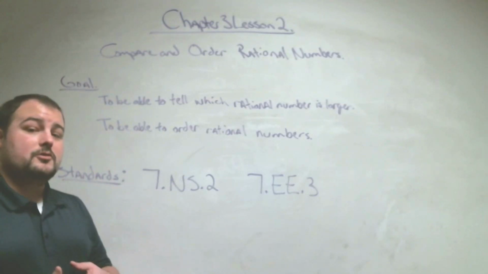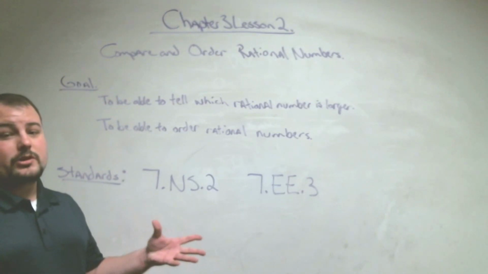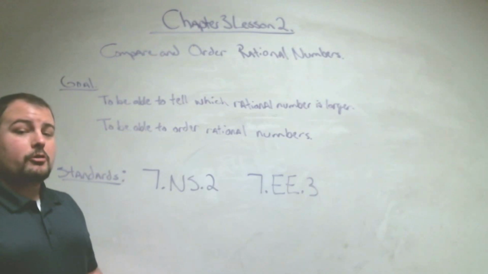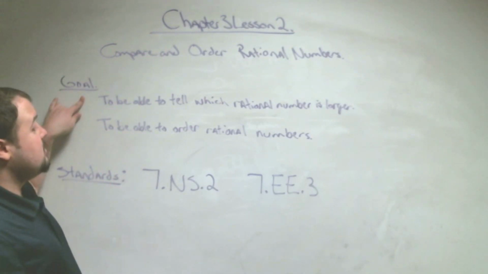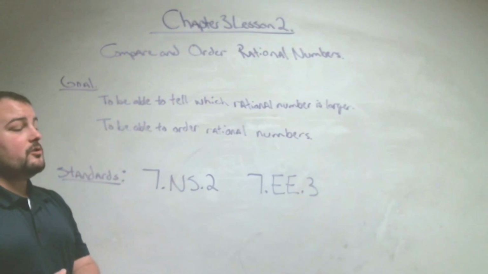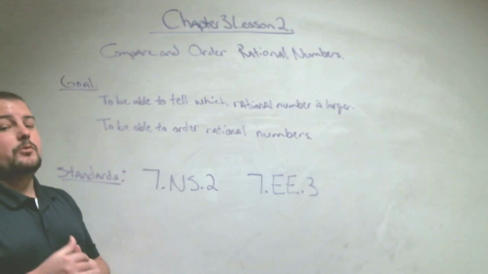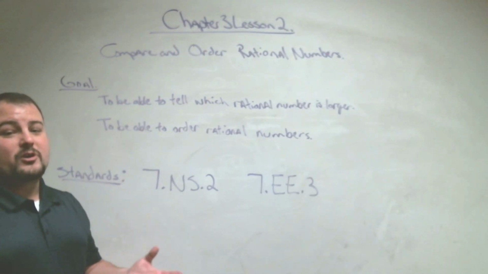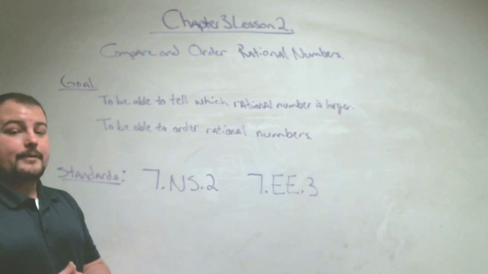In this lesson we're going to talk about ordering rational numbers. So we're going to compare them, tell which one's bigger or smaller, and then we're going to order them maybe from least to greatest or greatest to least. So we have two goals today. We need to be able to tell which rational number is larger. This is where we're going to use inequality signs. We're going to look back at some inequality signs that maybe we haven't seen in a while. Then we're going to be able to tell how to order rational numbers.